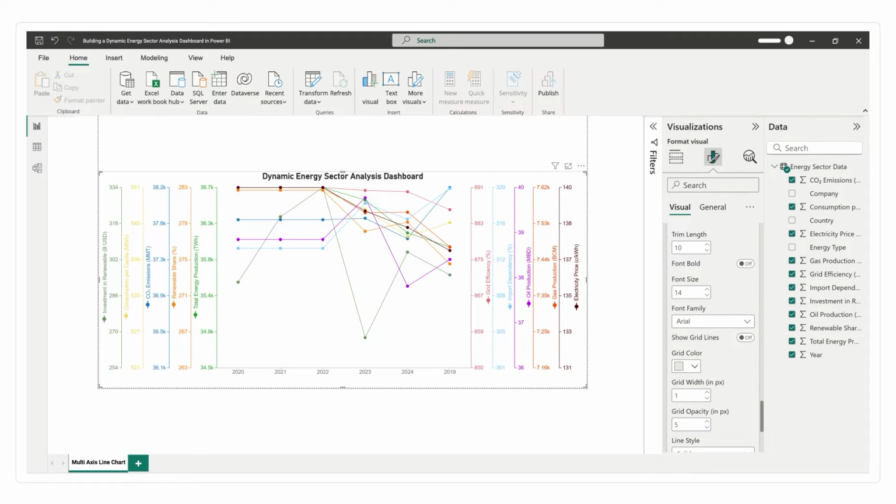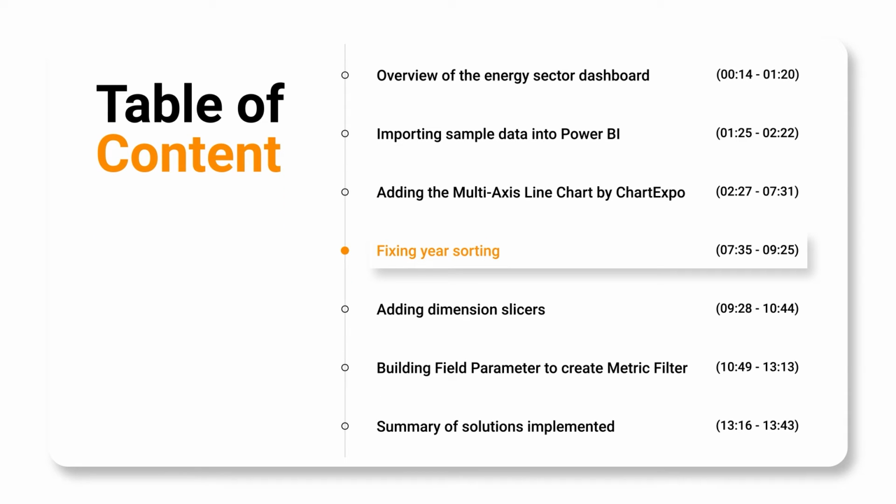Oh wait, did you notice the order of years on the X-axis? It's not correct, we want it sorted from 2019 to 2024. Let's fix this issue. Fixing year sorting.